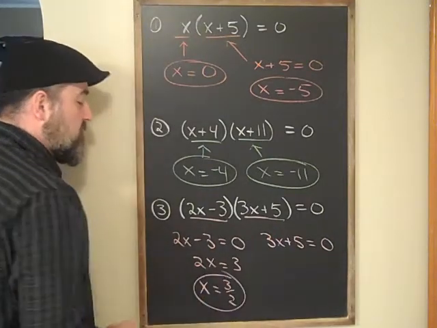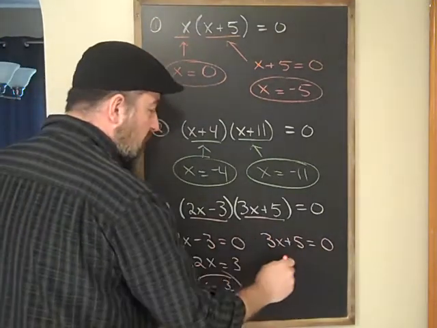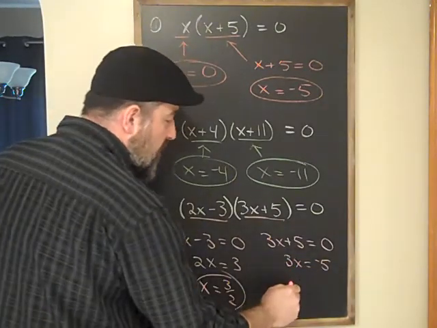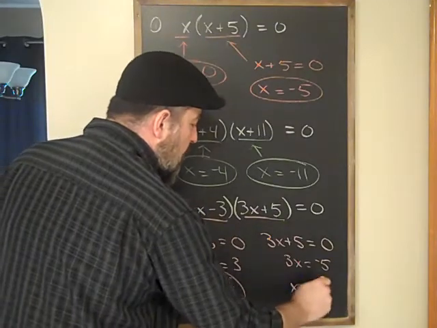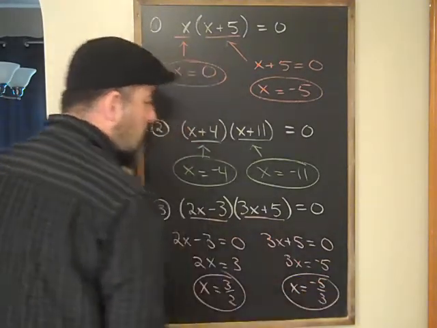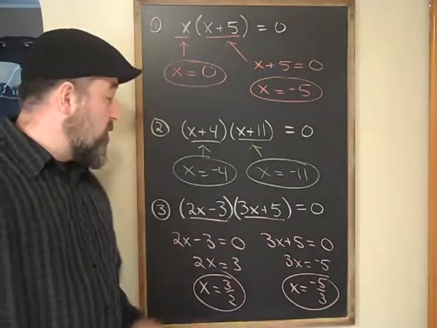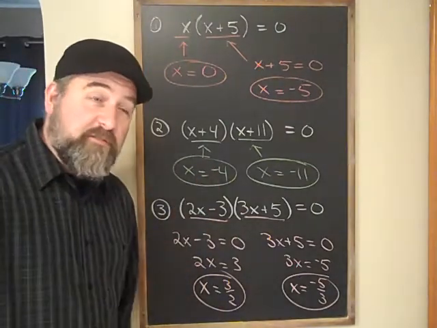But there's one of your solutions. This one, we're going to subtract 5 from both sides. Then we're going to divide both sides by 3. X equals negative 5/3. And there's our other solution right there. Later on, I'll show you a tactic where you can look at this and get the answers real quick.